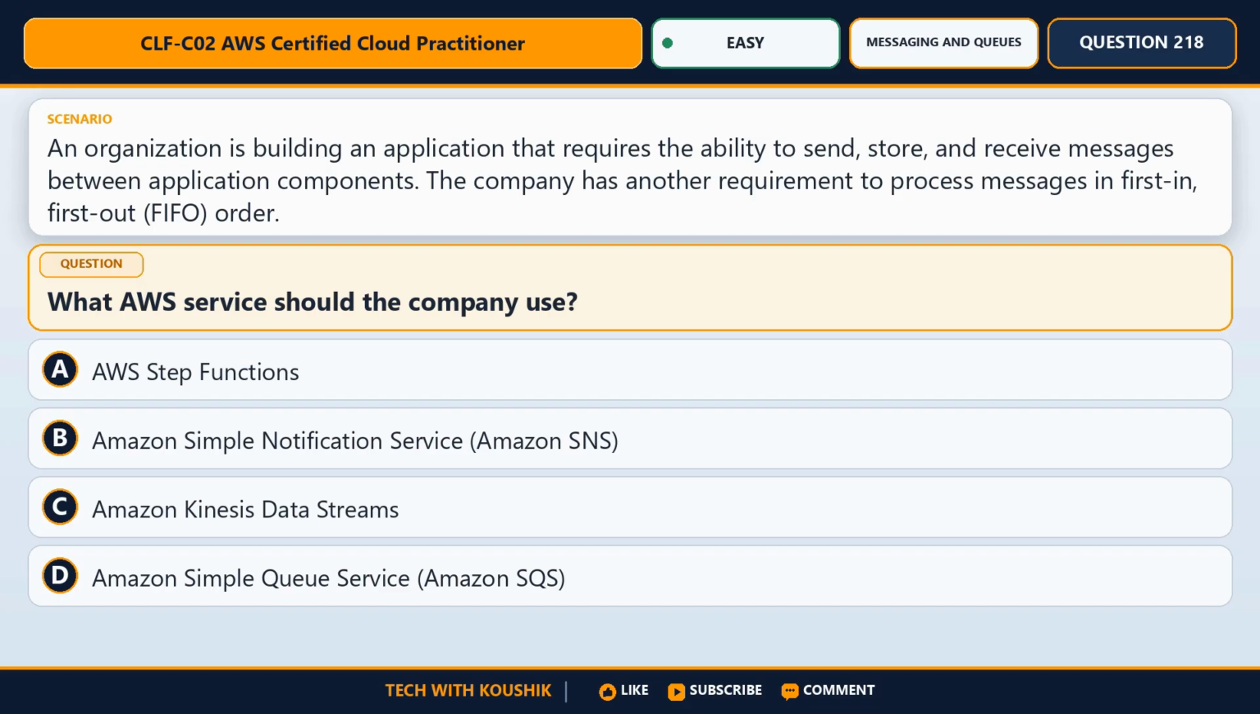Option A. AWS Step Functions. Option B. Amazon Simple Notification Service, Amazon SNS. Option C. Amazon Kinesis Data Streams. Option D. Amazon Simple Queue Service, Amazon SQS.